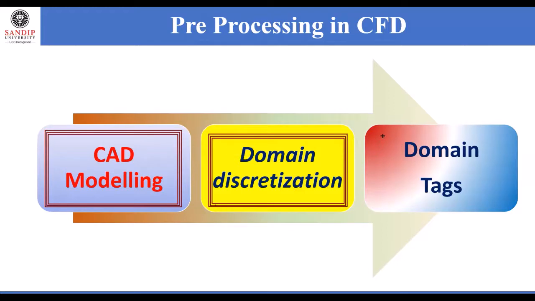Then give the domain tags, or give the inlet and outlet as the names or the conditions for it, so that we know which one is inlet, outlet, far field, surface, geometry, upper surface or lower surface. So these are the steps we follow in pre-processing: initially CAD modeling, then domain discretization, then domain tags. Only after this pre-processing will it be sent to the solver.